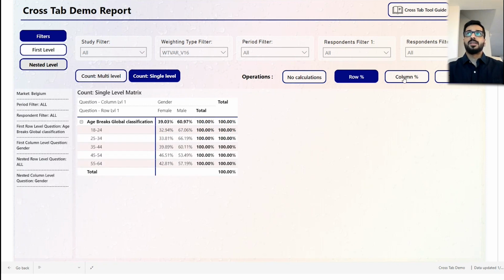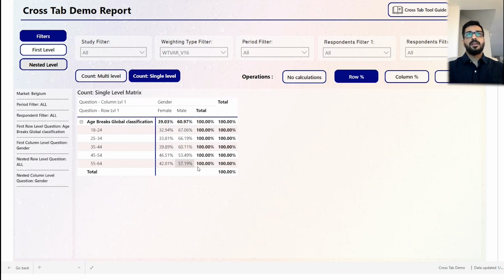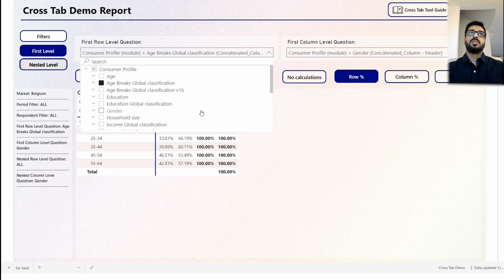Similarly, we have column percentage, where we can see the split across different age groups for both male and female. Female 39% is split by these percentages amongst the different age brackets. Now, if we wanted to look at variables other than maybe just age and gender, we have the first level button on the top, which allows us to do just that. Let me change the age row level to instead be education.